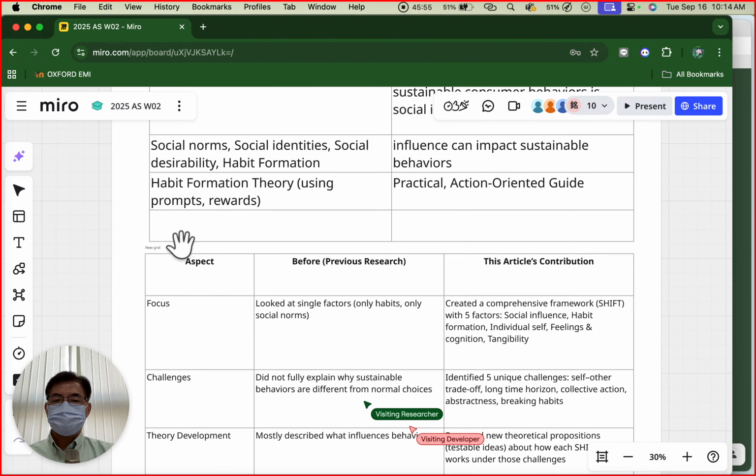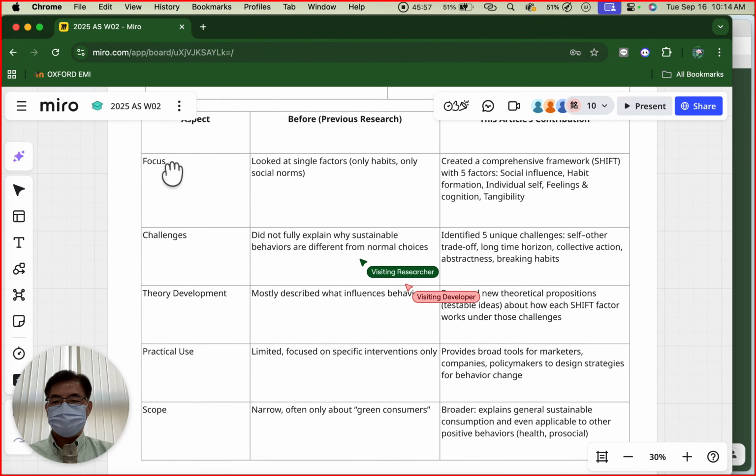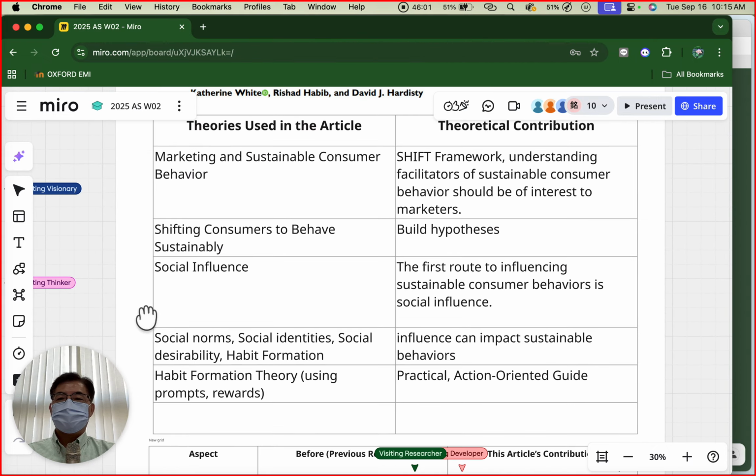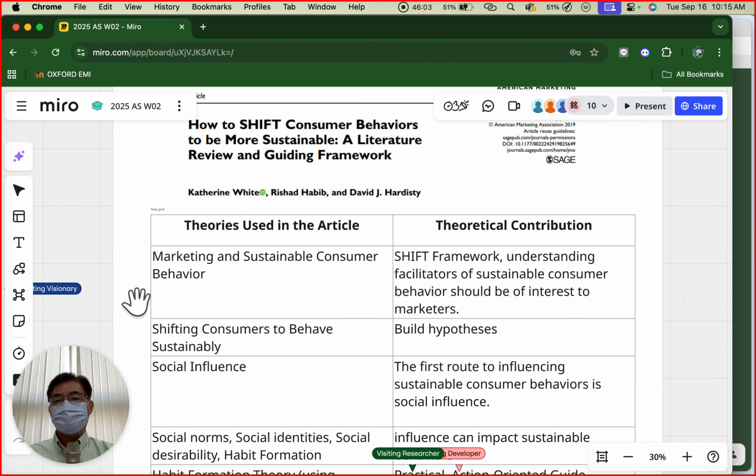From this article. Okay. Very detailed. Good. So it's a review type article. Okay, good. So it's just an exercise.